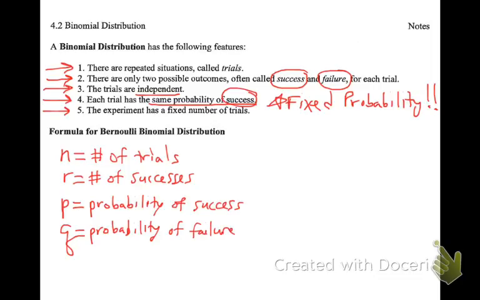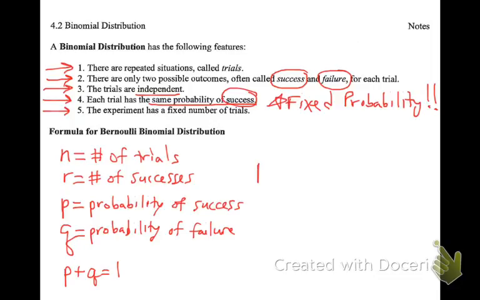One thing to note about these Bernoullis is that the probability of success and failure will always add up to 1, because 1 constitutes 100% of the chances. So if P is 0.7, Q would be 0.3. If P is 2/3, Q is 1/3. So they can be represented as decimals or as fractions. Depending on the problem will depend upon which one's more appropriate to use.